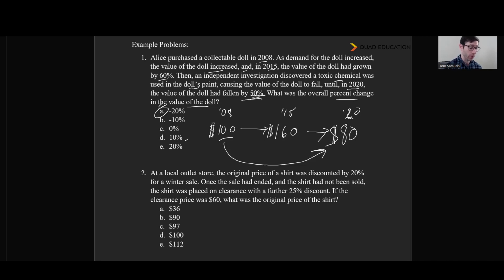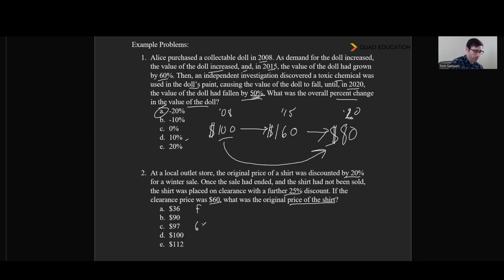Okay, let's take a look at the second one. At a local outlet store, the original price for a shirt was discounted by 20% for a winter sale. Once the sale had ended and the shirt had not been sold, the shirt was placed on a clearance with a further 25% discount. If the clearance price was $60, what was the original price of the shirt? So this can be a little tough. Let's see what we have. So let's kind of start at our final price, which is $60.